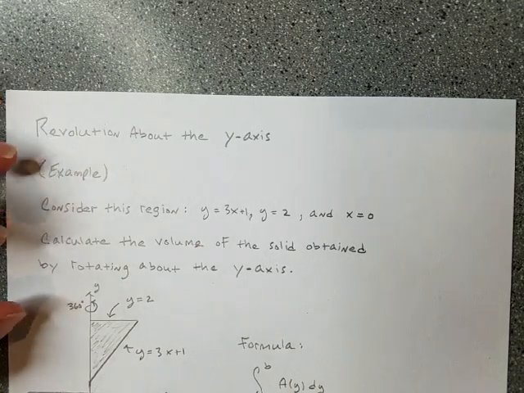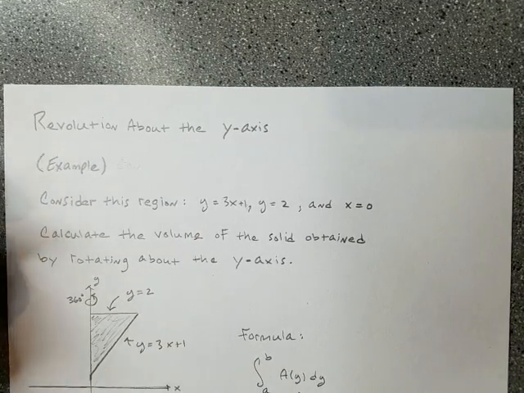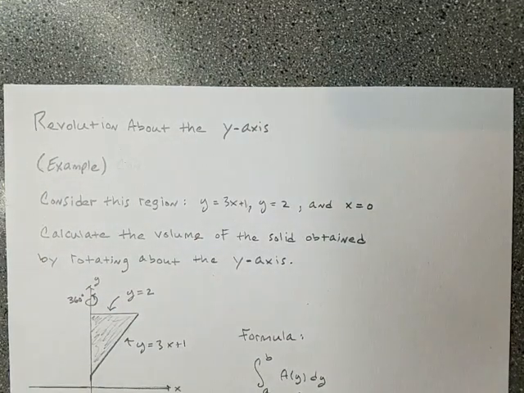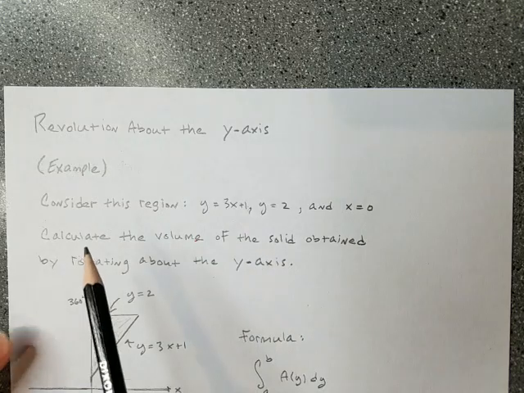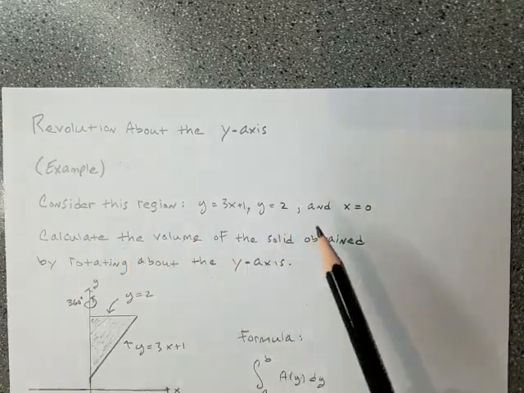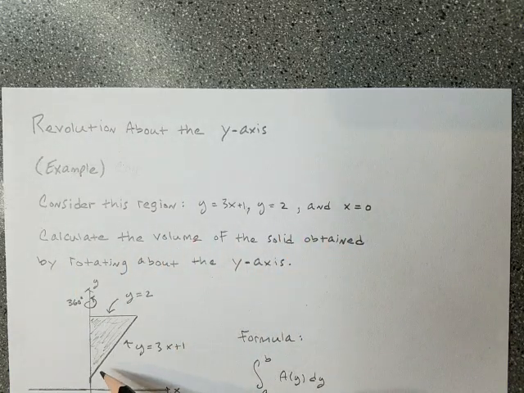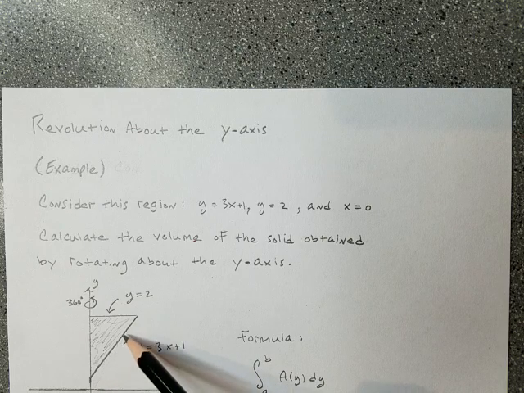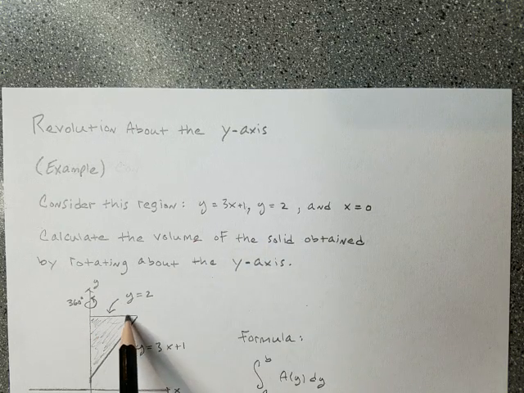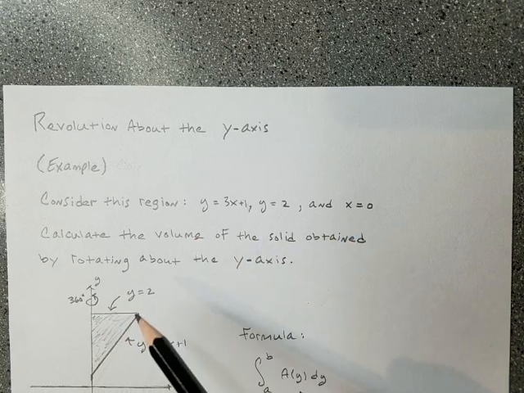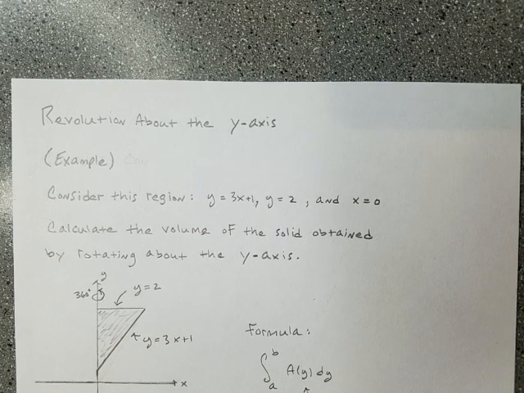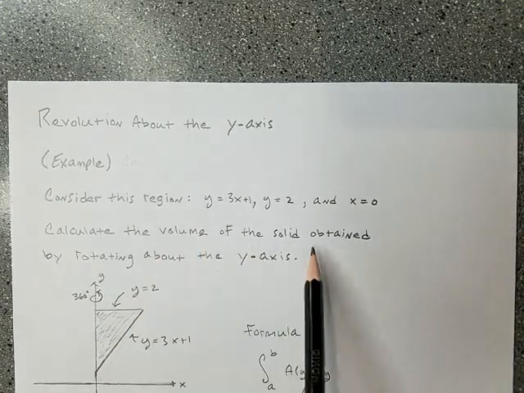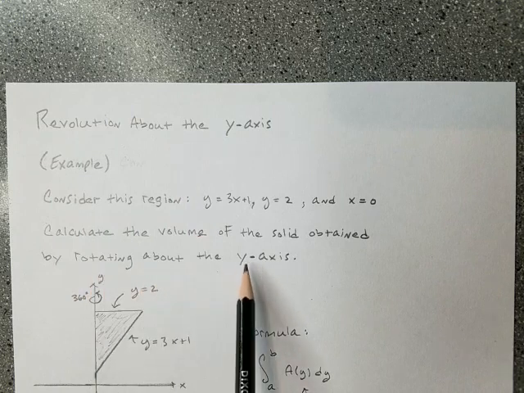Nonetheless, though, when you watch the video, I hope you see that, yeah, this really is just the same concept as in the other videos with a little bit different perspective. That's it, okay? All right, so first question to get us thinking about this. Consider the region bounded by y is 3x plus 1, which is this line right here. y is equal to 2, which is this horizontal line right here. And x is equal to 0, which is also known as the y-axis. Okay? All right. And it says calculate the volume of the solid that's obtained by rotating about the y-axis.